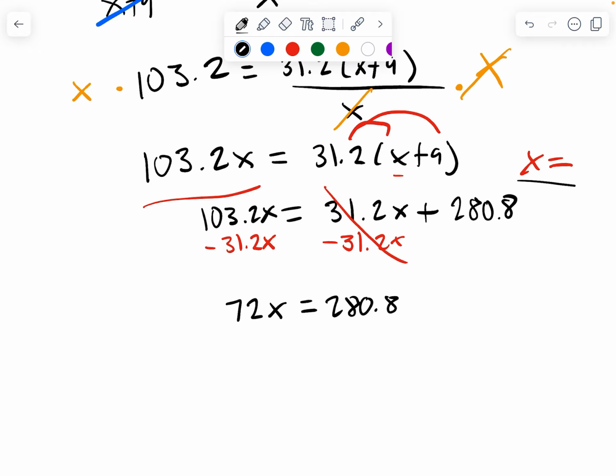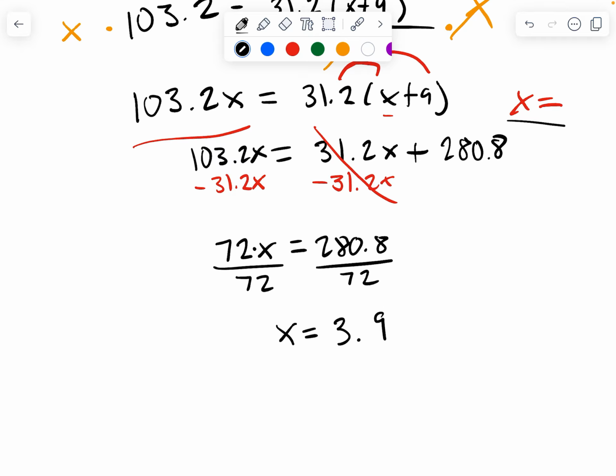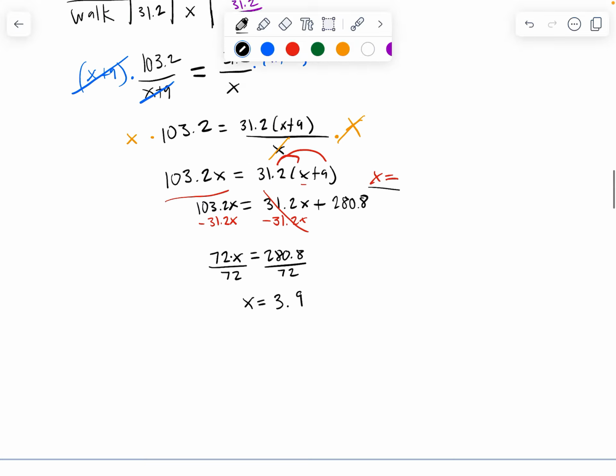And then the last step, undo multiplication. That's multiplying 72 and x. Undo that with division. What we do to one side, we do to the other. So 280.8 divided by 72. Put this in the calculator, and we don't even have to round this. It's an exact decimal of 3.9.